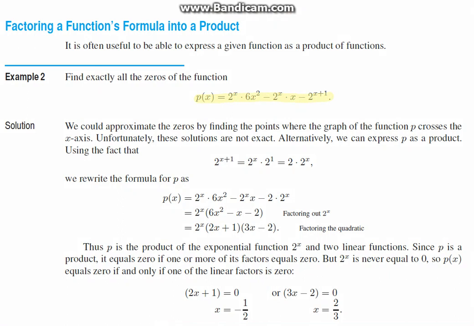What we're going to do is we're just basically factoring. This is actually what we've been doing in middle school as well. So if you just know the ways, it's not that hard. So if we rewrite the formula, we're going to pull out 2x and then factor it with that. And if we factor the quadratic, this is basically what we're going to get. It's really not that hard. And if we set the linear factors to 0, we're going to get x equals negative half and x equals 2 over 3. So factoring a function's formula is really not that hard if you just take a look at it and know what to factor out.